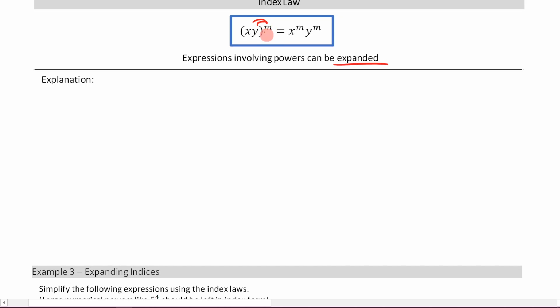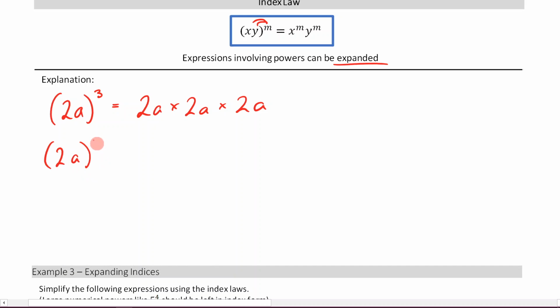Okay, let's go through another example here. I want you to put brackets 2a, close brackets, raised to the third power. Now, we know what this is going to look like in expanded form. It's going to be 2a times 2a times 2a. Now, if we really wanted to, we could write this in even greater expanded form. We could say that this is 2 times a times 2 times a times 2 times a. So what I've done there is I've just put the multiplication sign between each of those.